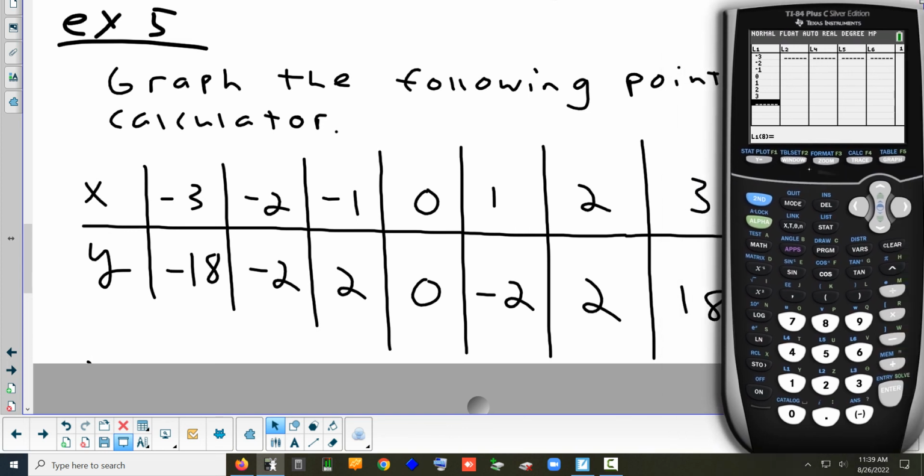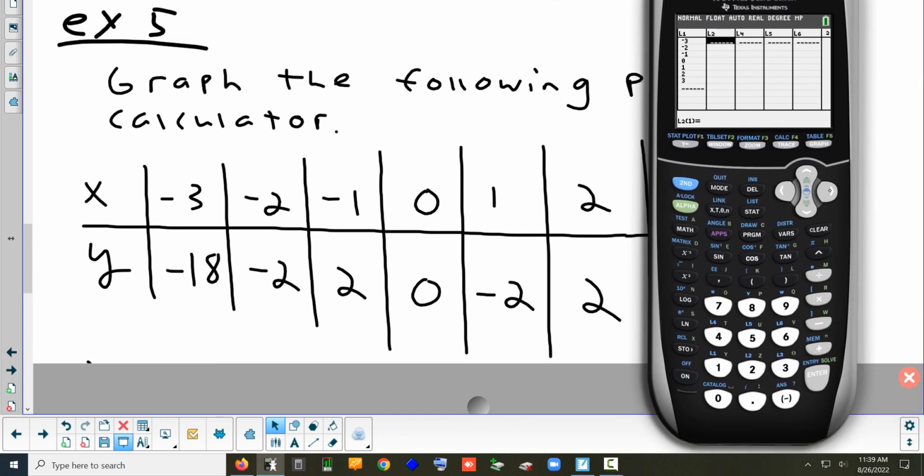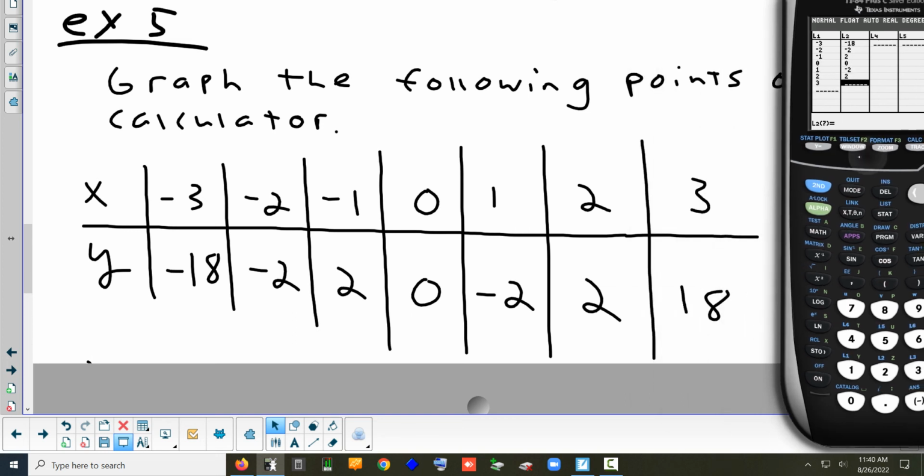Once you put all your x's in, press the right arrow to go to L2 and now put in all your y's. You don't have to use L1 and L2, but it makes it easier if you do, because then you don't have to change some settings. So just use L1 for the x, use L2 for the y. Negative 18, negative 2, 2, 0, negative 2, 2. I think the last one is 18. Yep.